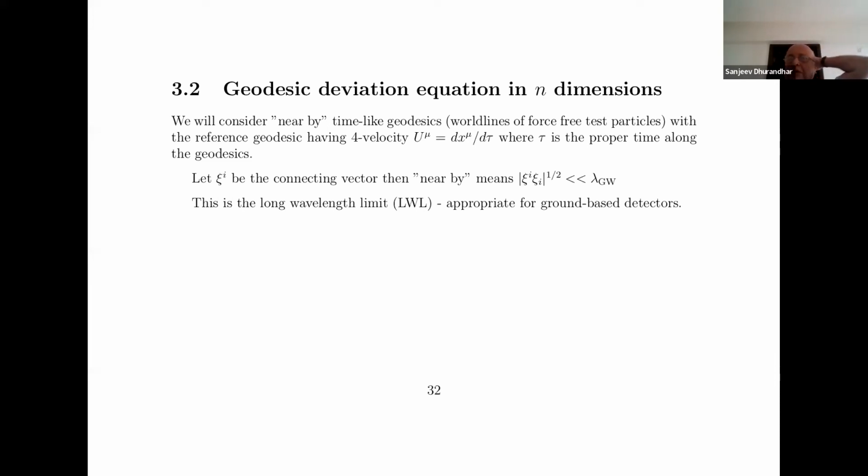In case of LIGO detectors and all that, again it's nearby because two test particles, which are moving around the world lines, moving means they're stationary there in space in a way, but they extend in time. Even if they are placed like 4 kilometers apart, the xi raised to half is just 4 kilometers, while lambda gw is of the order of 1000 kilometers. Even if you go to a kilohertz, lambda gw is still 300 kilometers. So you are well within the limit and you can use this geodesic deviation equation for calculating the response of a LIGO detector or the Virgo detector or the ground-based detectors. And this is called the long wavelength limit, LWL in short, and it is appropriate, as I said, for ground-based detectors.